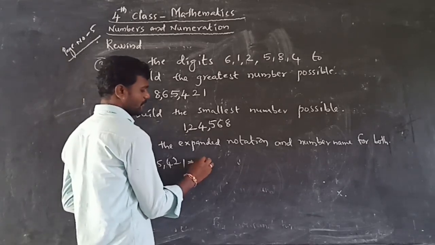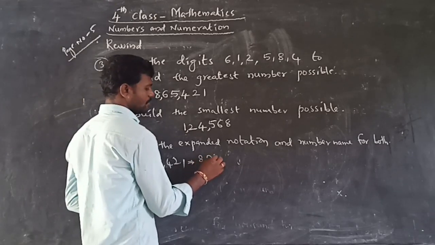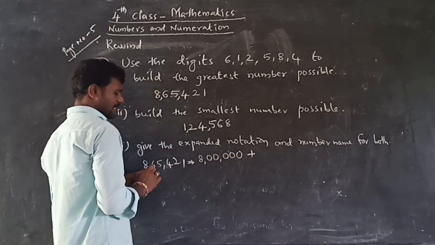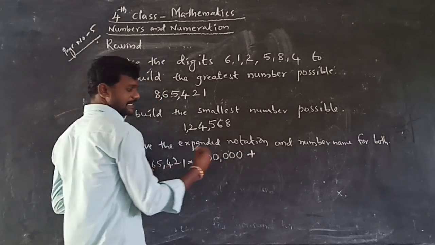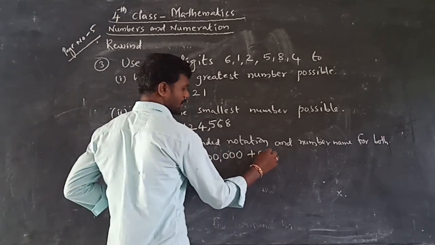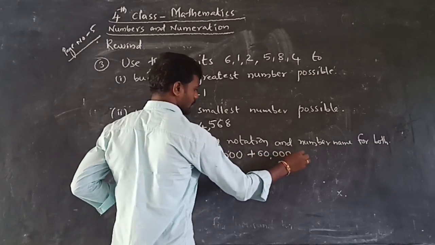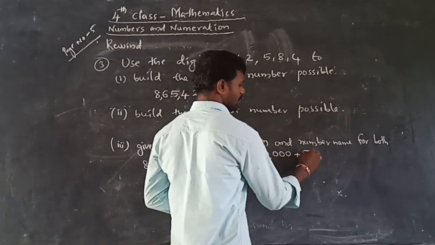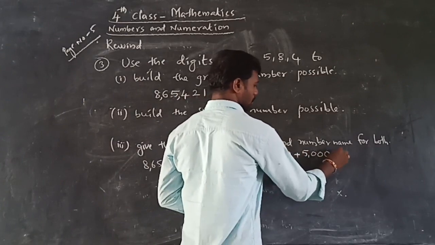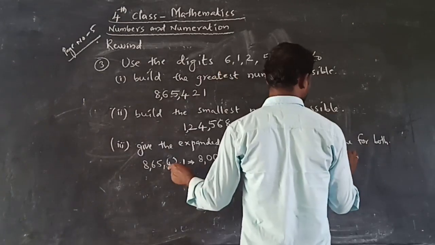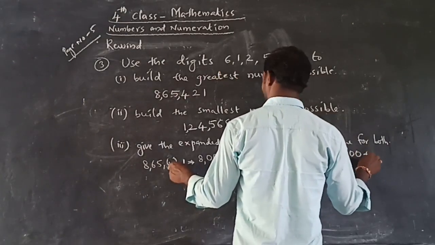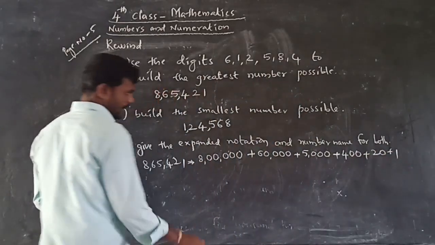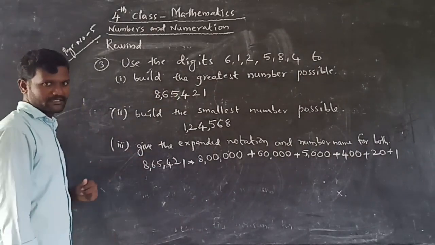So write the expanded form. 8 is in lakhs place, so 8 lakhs plus 6 is in 10,000s place. 6 into 10,000, what will it become? 60,000 plus 5 is in thousands place, so 5,000 plus 4 is in hundreds place, so 400 plus 20 plus 1.